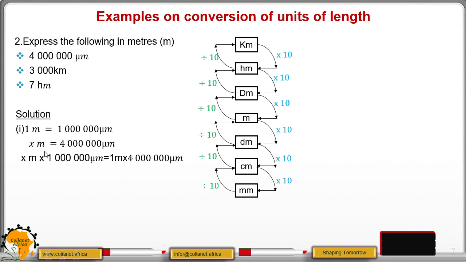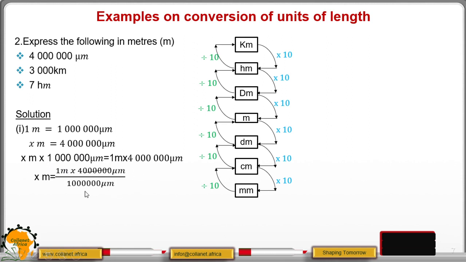So again, we cross multiply. X multiplied by 1 million and 1 multiplied by 4 million. So this will be on one side and this other one will be on the other side. Now to get the value of X, you divide through by million on both sides.